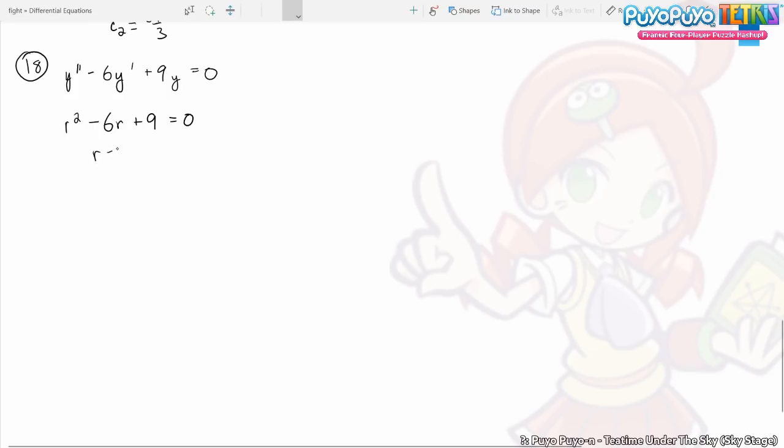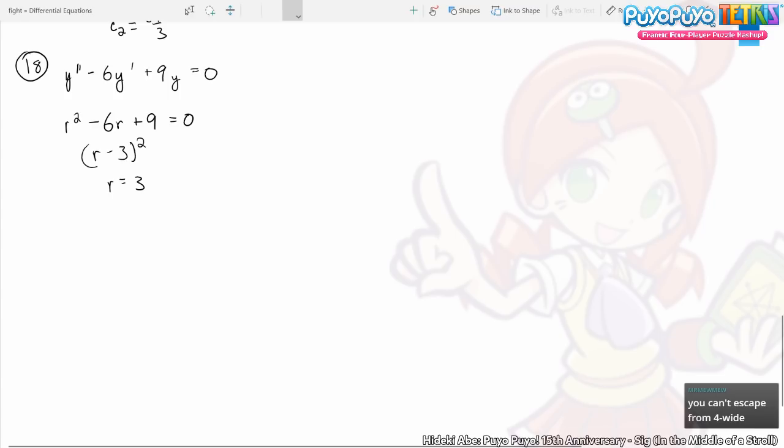Isn't this just r minus 3 squared? So then I have a double root of r equals 3. Now there was a special rule for double roots when it comes to writing the general solution, right? It was for repeated roots. t e^(rt).